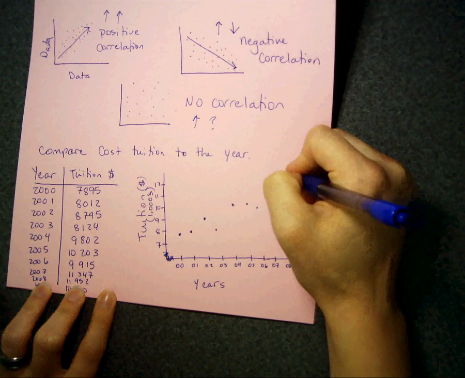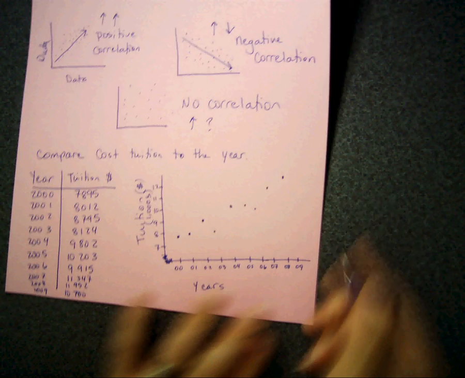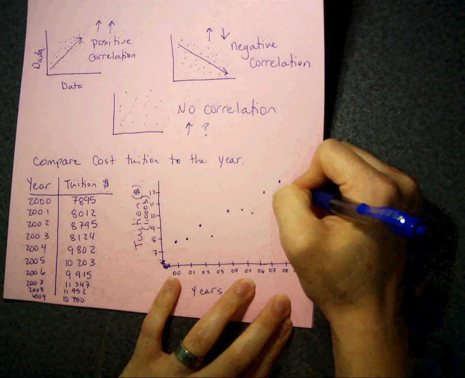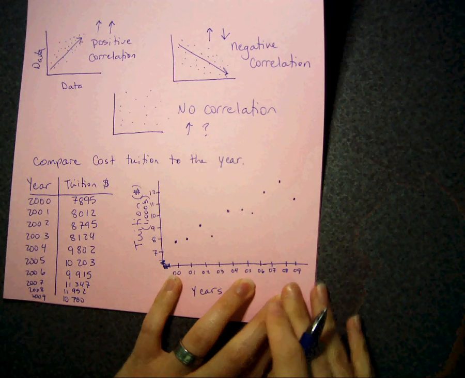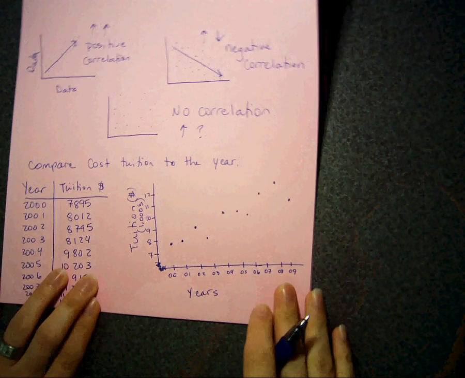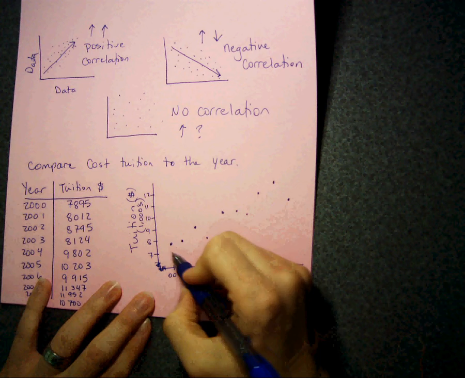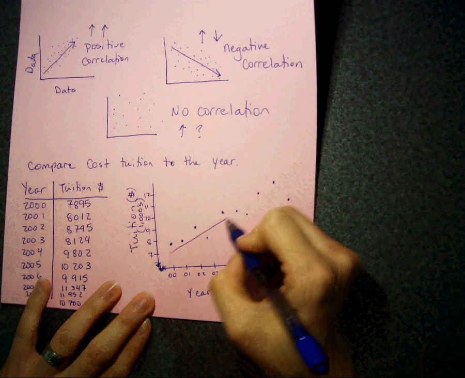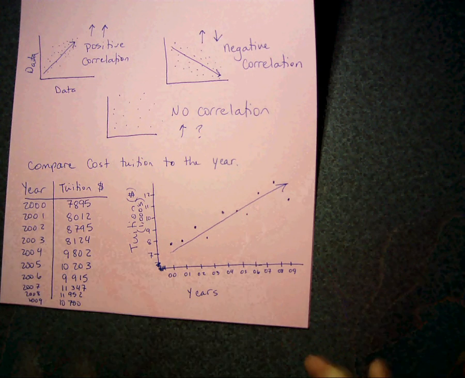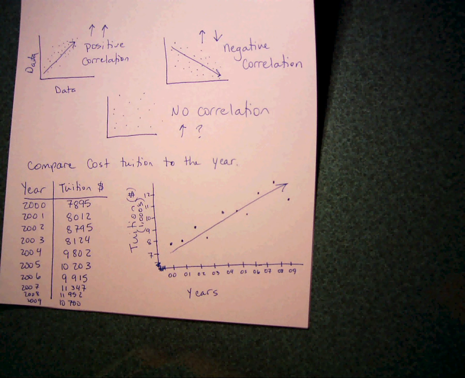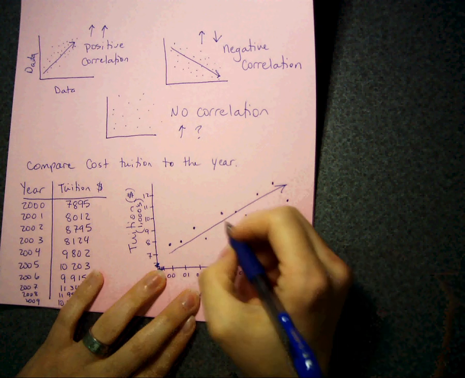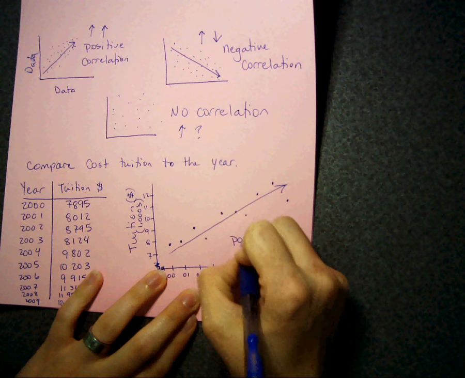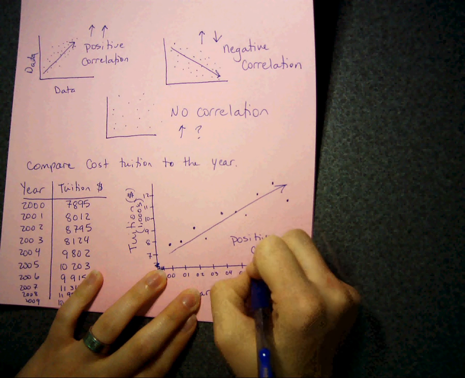And so looking at my data, you can kind of see that it is increasing for the most part. We get on again, off again, but for the most part, I'm increasing. And so I would say this has a positive correlation.